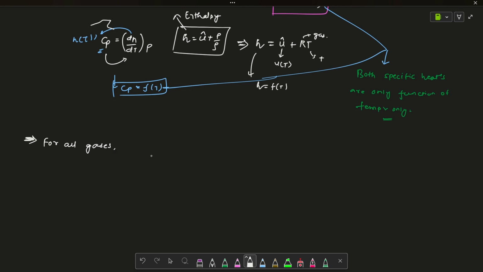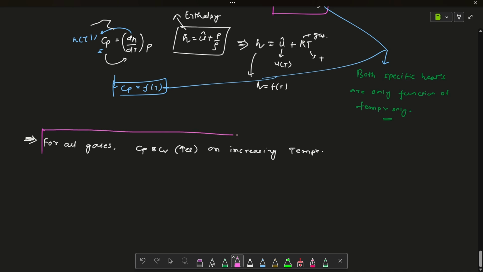Okay, so for all the gases, Cp and Cv increase on increasing temperature. That means whenever you increase your temperature, the Cp and Cv values will increase, for any gases or air or any kind of thing.